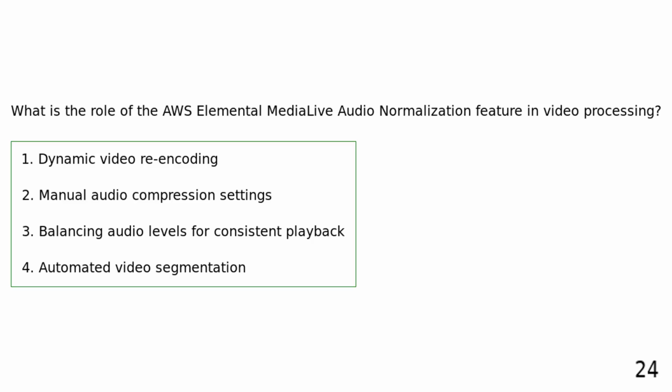What is the role of the AWS Elemental MediaLive audio normalization feature in video processing? Dynamic video re-encoding. Manual audio compression settings. Balancing audio levels for consistent playback. Automated video segmentation.